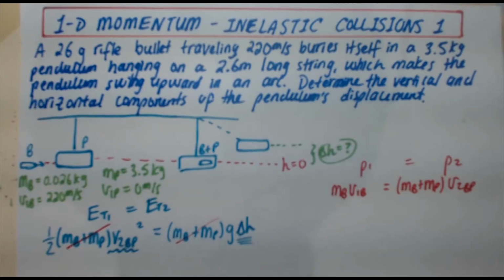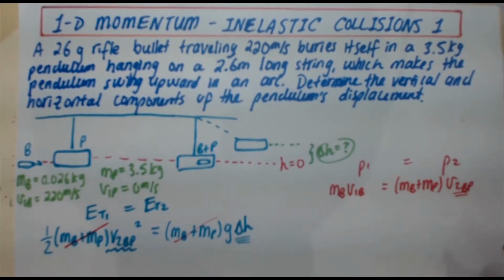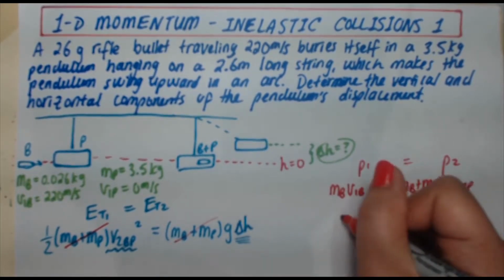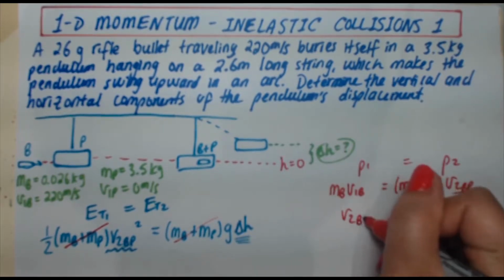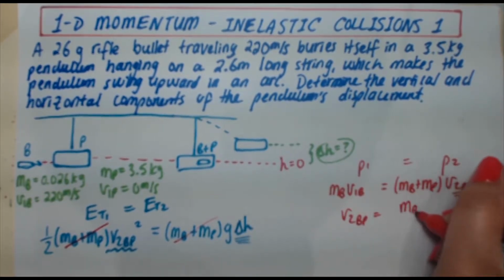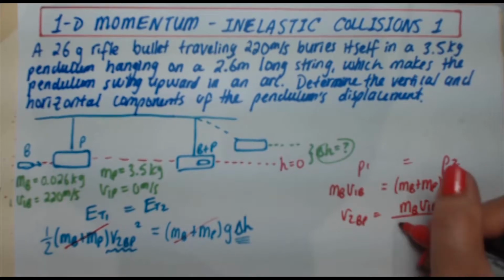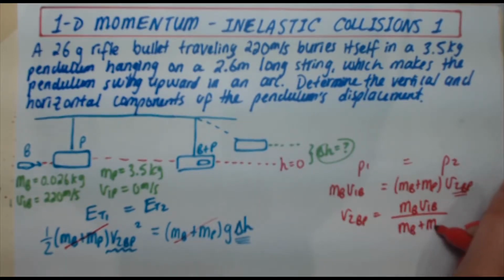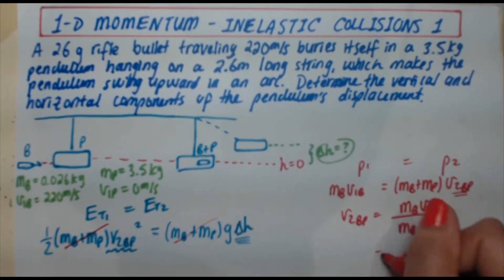So let's now isolate for v2bp. Divide both sides by mb plus mp. So v2bp is equal to mb v1b divided by mb plus mp. So at this point, just plug in your numbers.